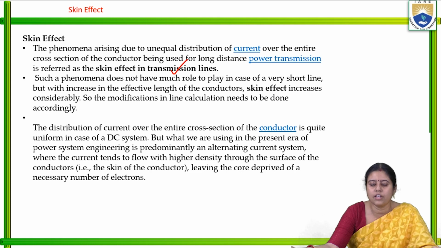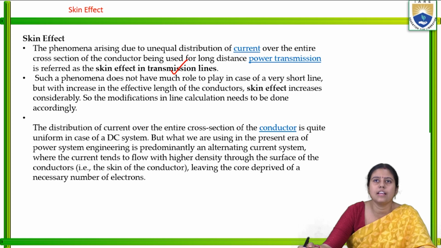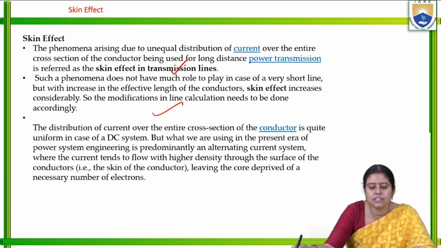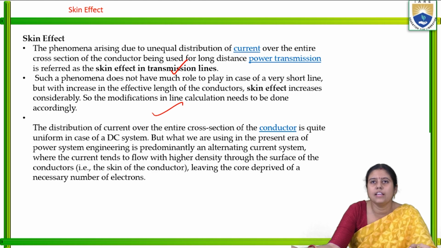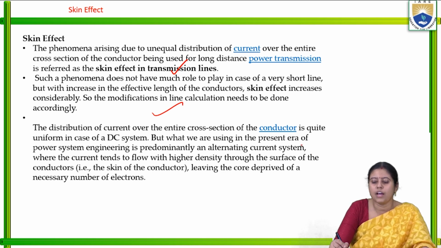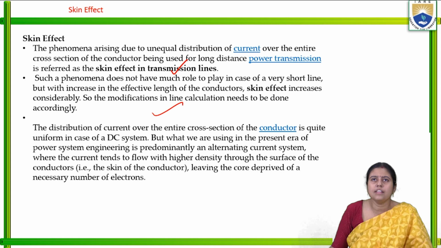Such a phenomenon does not have much of a role to play in the case of a very short line. We will not get the skin effect for a short line, but with the increase in effective length of the conductor, skin effect increases considerably. So the line calculation needs to be modified. The distribution of the current over the entire cross-section of the conductor is quite uniform in the case of a DC system. But what we are using in the present era of power system engineering is predominantly an alternating current system, where the current tends to flow with higher density through the surface of the conductors. So this is known as the skin effect.